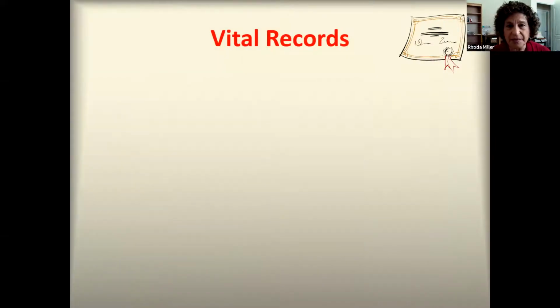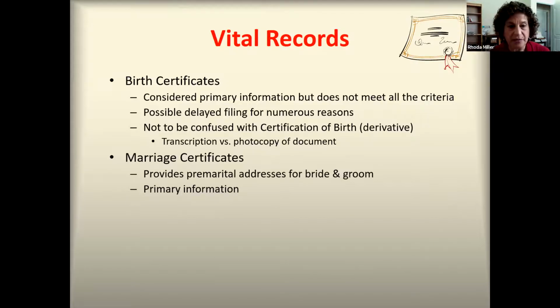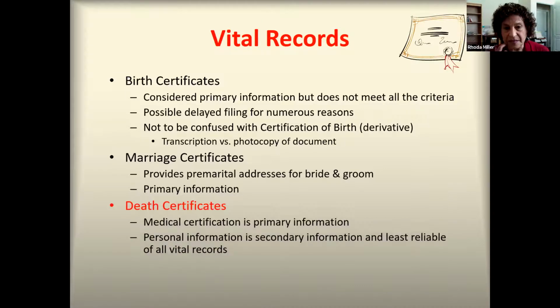All right, so one of the main groups of records that genealogists use are the vital records. And those vital records relate to birth, marriage, and what's of concern to us here is death. Now, in each of these categories, you'll see that I've talked about primary and secondary information. So primary information is generally information that's provided by the person who the record is about. Now, in birth certificates, although we consider that primary information, clearly a newborn infant cannot provide the information. And in death certificates, we have the opposite end. Clearly, the deceased cannot provide the information for their own death certificate.